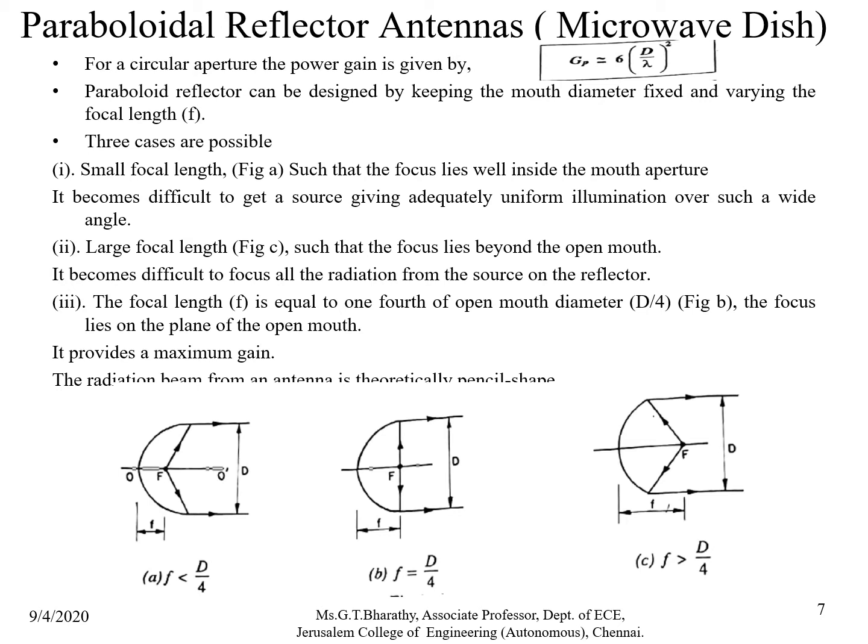The radiation beam of a paraboloid reflector antenna is theoretically pencil shaped, so a very narrow beam will be available along the axis of the paraboloid reflector antenna.